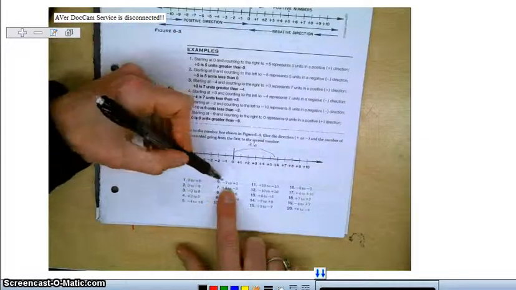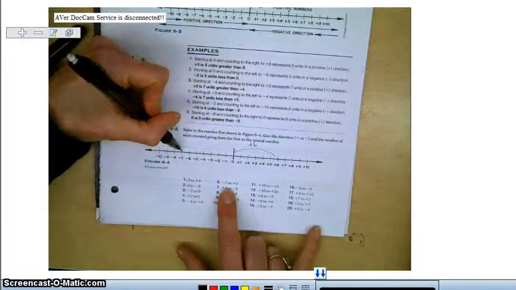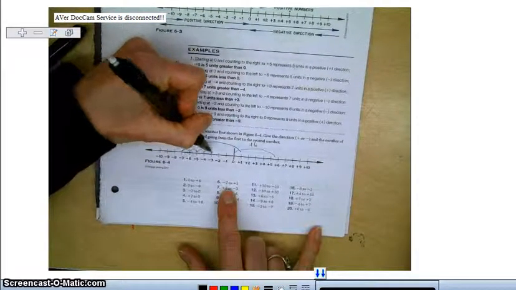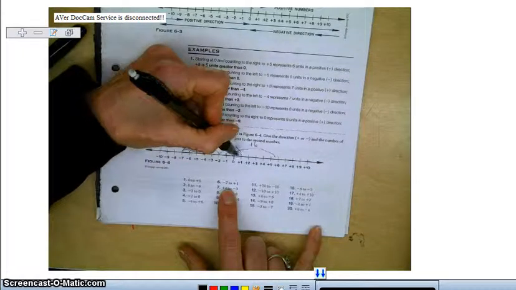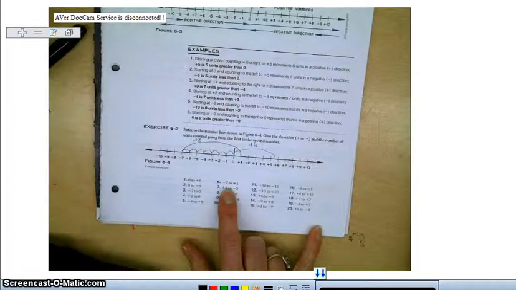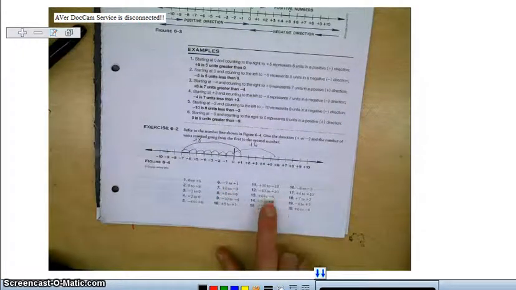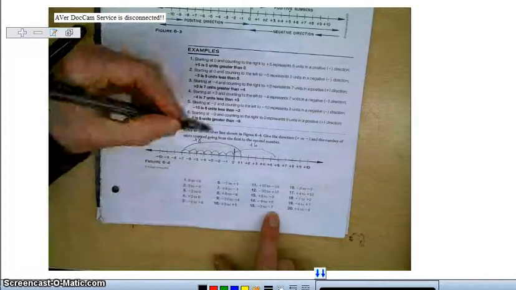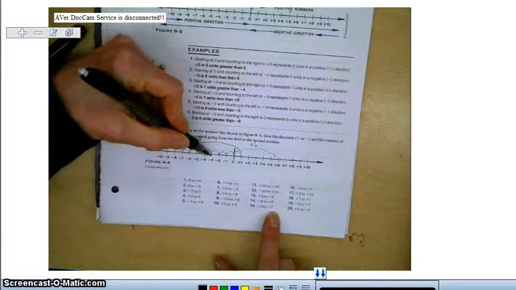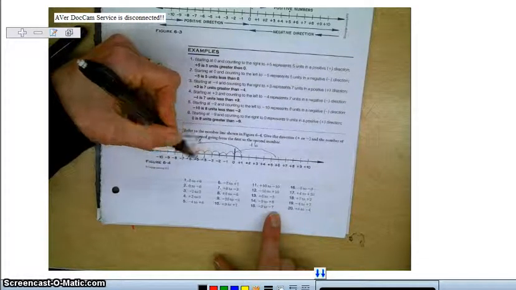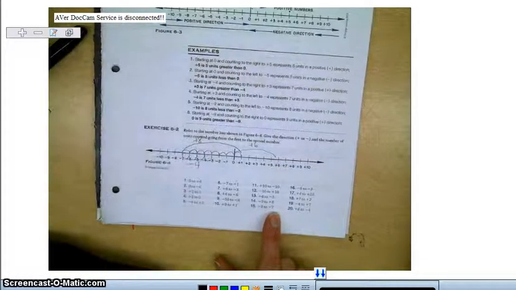Negative 7 to positive 1. So negative 7 to positive 1, count. I moved 1, 2, 3, 4, 5, 6, 7, 8 in the positive direction, so that would be positive 8. It's the number of jumps, the number of spaces that you move. So if I move from negative 3 to negative 7, I start at negative 3 and I move to negative 7. How many jumps was that? That was 4 in the negative direction, so that's negative 4.